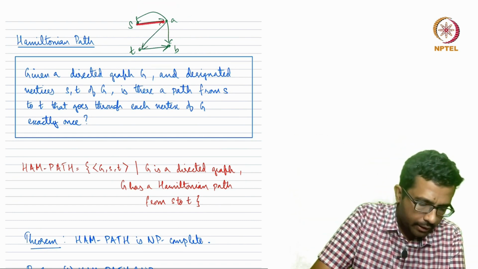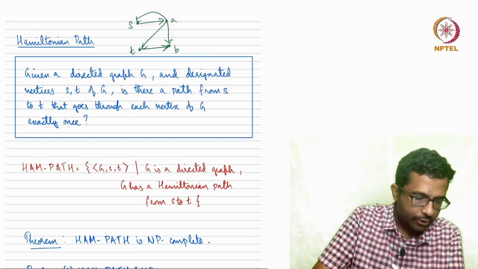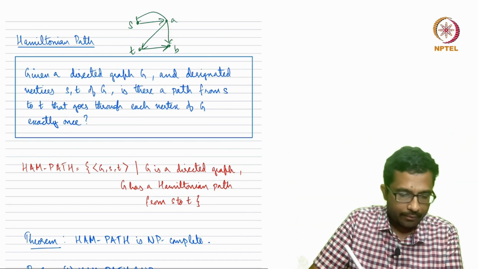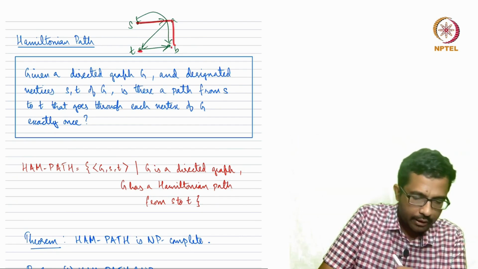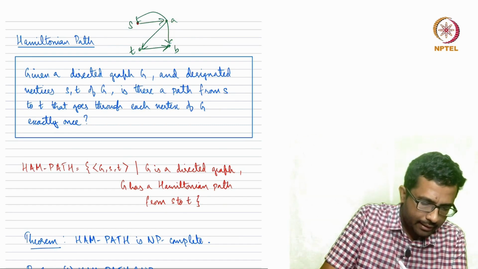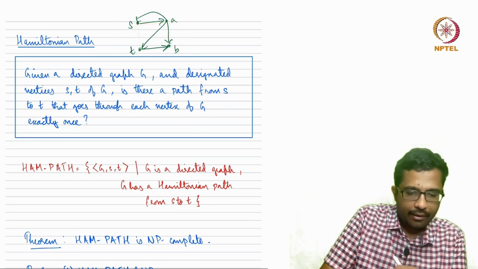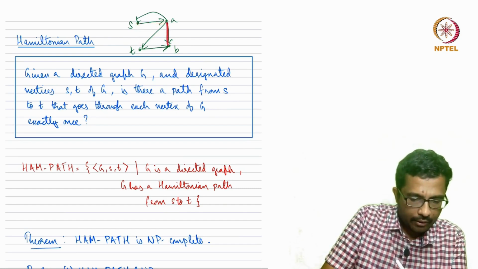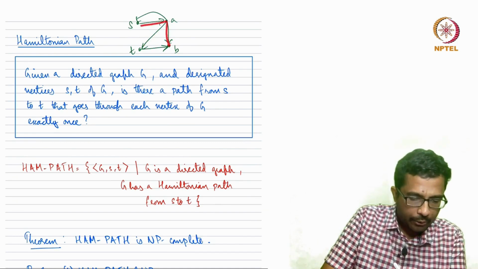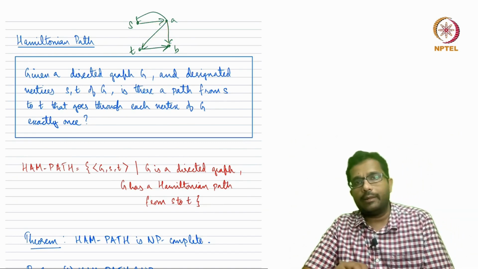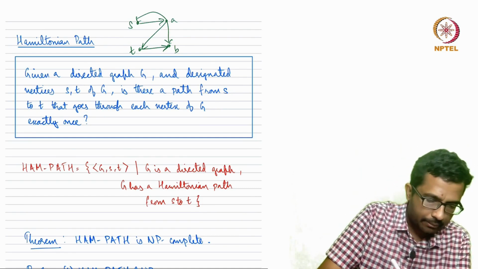because there is a path from S to T that goes via A, but there is no path from S to T that goes through both A and B. I can do S, A, B, but once you get to B, there is no way to go to T. And from S, you cannot go to B or T directly. You can only go to A, but once you go to A, you have to either go to T, in which case the path is over, or you have to go to B, in which case there is no way to get back to T. So this particular example does not have a Hamiltonian path.